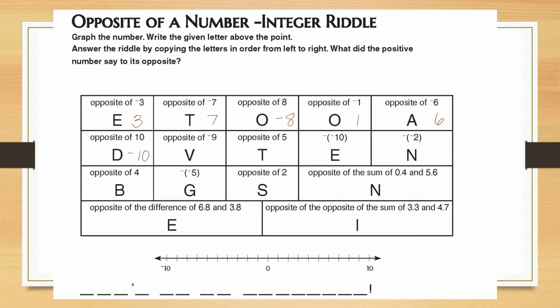The opposite of -9 is 9. The opposite of 5 is -5. The opposite of -10 is 10. The opposite of -2 is 2. The opposite of 4 is -4. The opposite of -5 is 5. The opposite of 2 is -2.